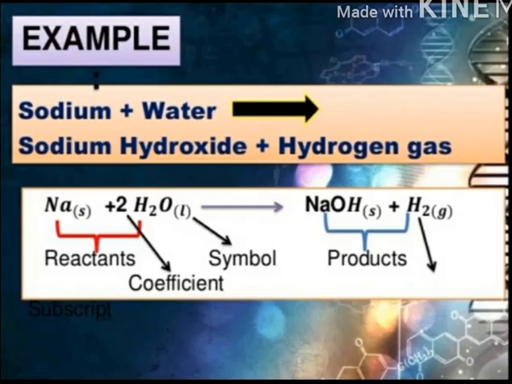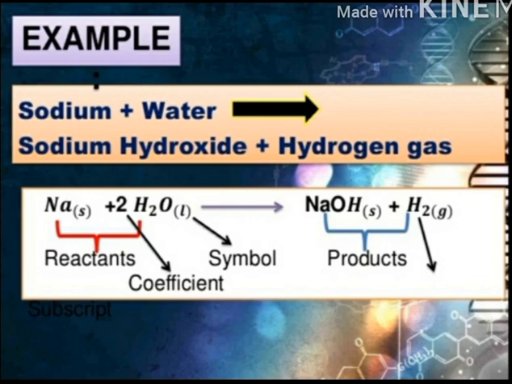Now in this example you can see Na and H2O. These are written on the left hand side, so these are the reactants, and NaOH and H2 are written on the right hand side, so these are the products. And in this, 2 is the coefficient, which is always written in front of the substance.